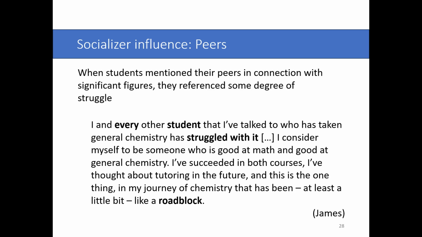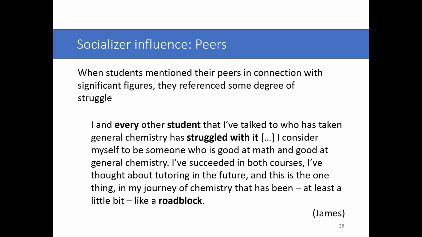So that was teachers. Some students also mentioned peers. And when we think about peers, they can be beneficial in the sense that if we witness a peer doing something and succeeding at a task, that can help increase our own self-efficacy. But conversely, if we see a peer not succeeding at a task, that can also negatively impact our expectation for success. So when students did mention their peers in connection with sig figs, it was pretty much always in the context of some degree of struggle or difficulty.